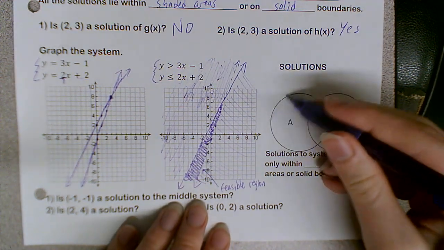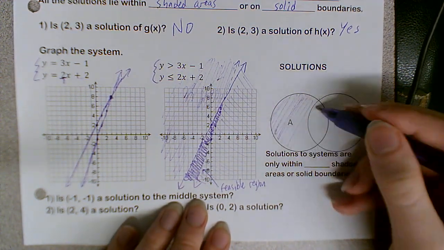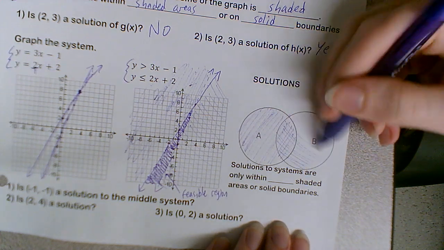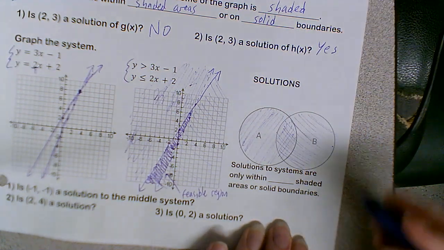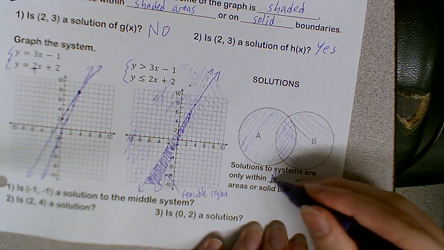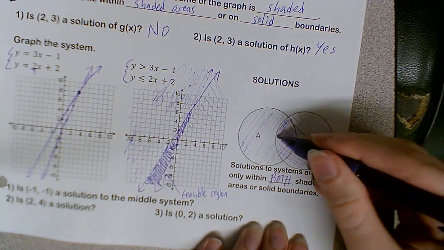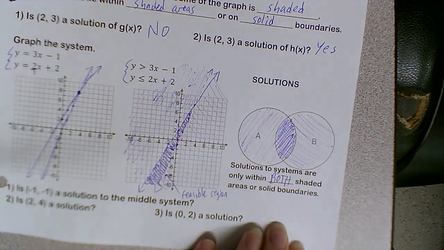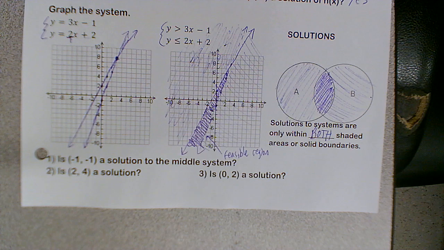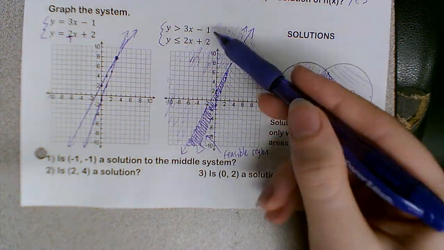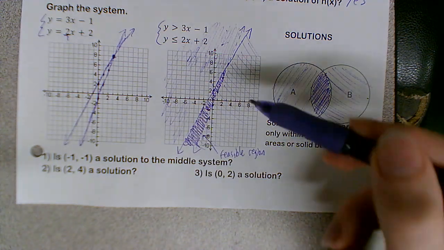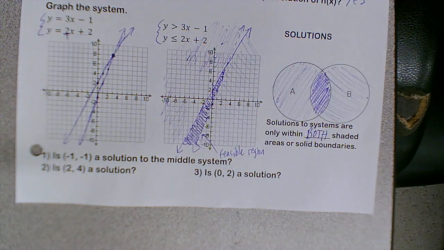So if we have one part of the graph that's shaded lightly, and another part of the graph that's shaded lightly, then the solutions to the system will actually be within both shaded areas or on solid boundaries. So the only points that are solutions to the whole system itself are the ones in the double shaded area. Not over here, not over here, just in the double shaded area.